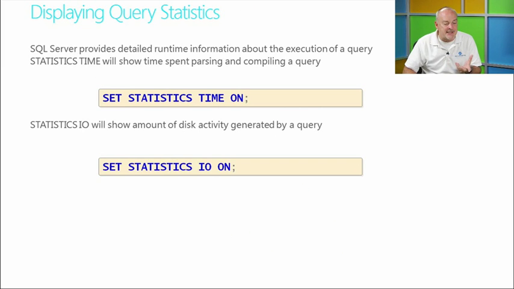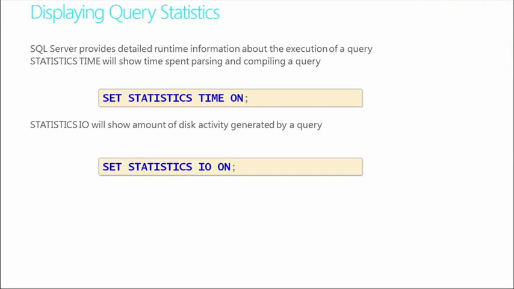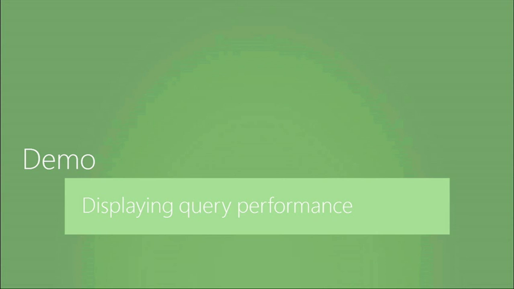Again, here's SET STATISTICS TIME ON or SET STATISTICS IO ON. This gives us information about the parsing and compiling of a query, or the amount of disk activity generated by a query. So these are commands that give you additional information about how the query optimizer is working for us here.